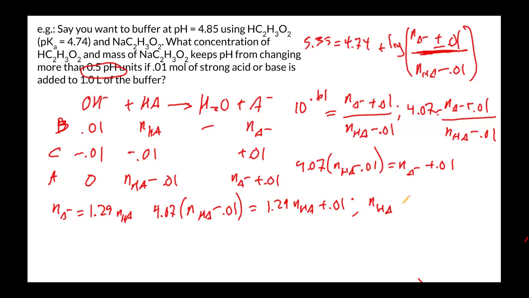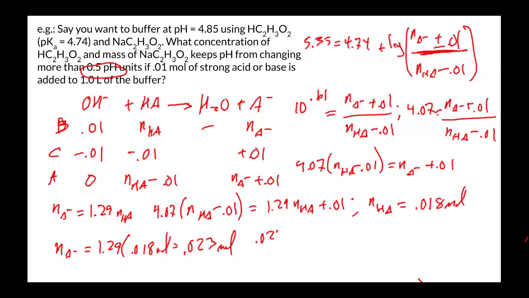Then this just becomes an algebra problem, which you can solve, which comes out to the number of moles of acid here is equal to 0.018 moles. So that means the number of moles of base is going to be 1.29 times that amount, which comes out to 0.023 moles.